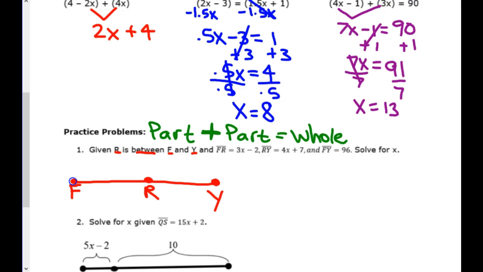So we got FY. So that's what we're working on. So now we're going to label FR and RY and FY. So what does it say FR is right there? Segment FR equals 3x minus 2. Does everyone see that right here?